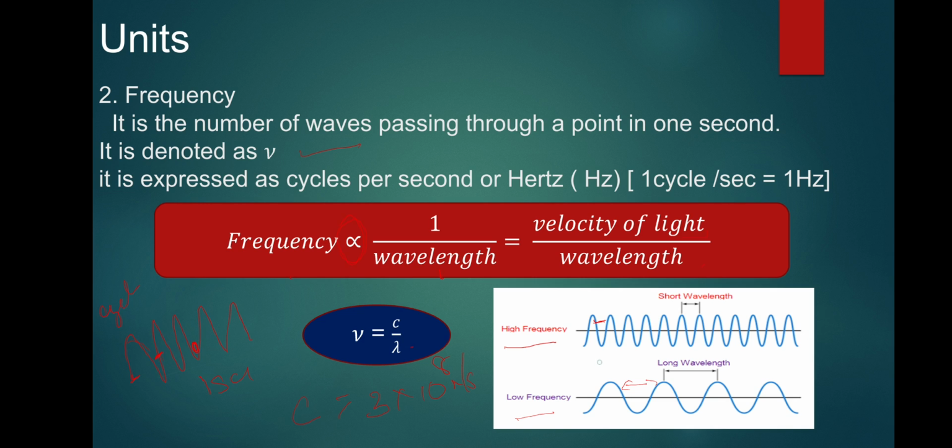In this curve, the distance between two crests is the wavelength. If you have a low wavelength, many waves will pass through a point in one second. If it is a long wave, the number of waves passing will be less. So frequency is inversely proportional. High frequency means short wavelength. Low frequency means long wavelength.